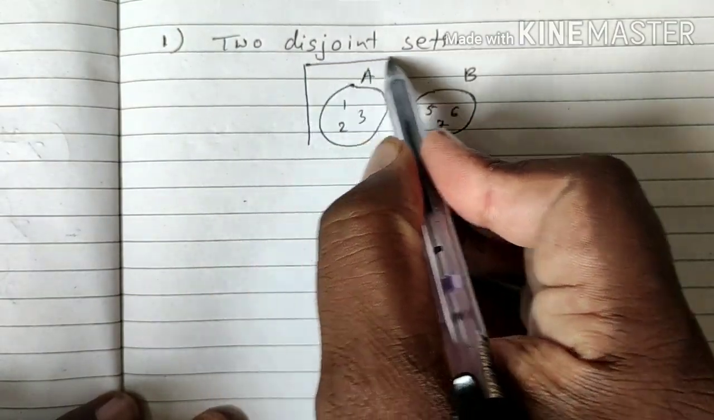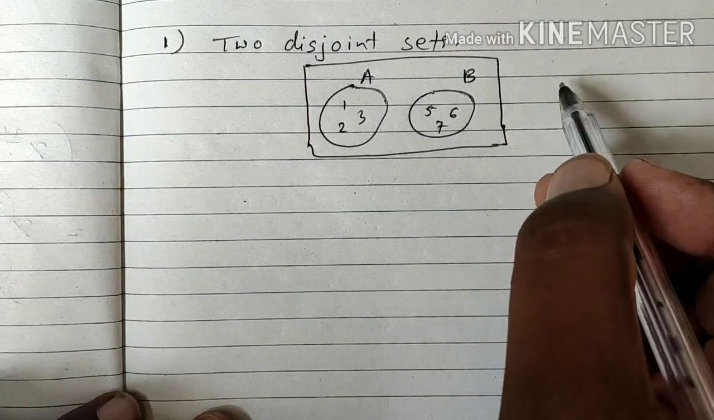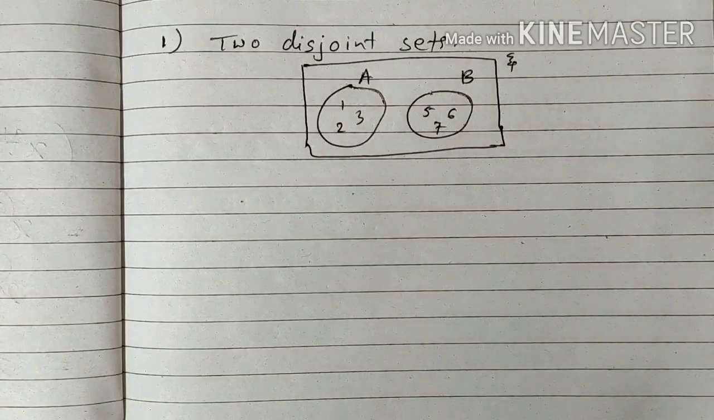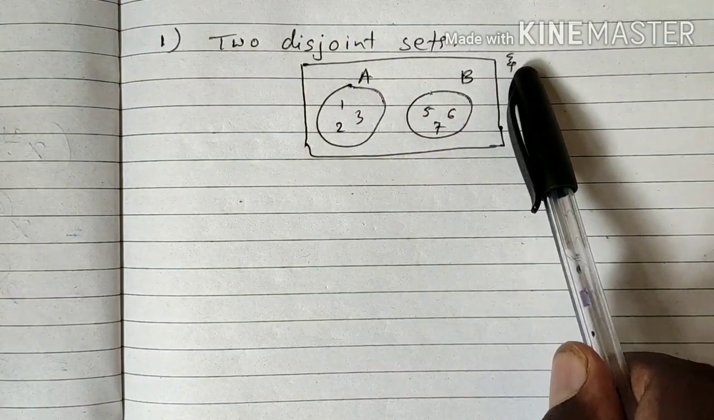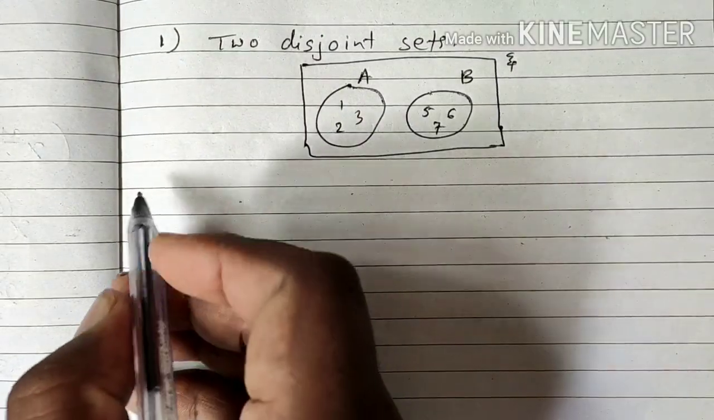Okay. And this is the complete representation of the set. And there is one symbol which is called the universal set. We can represent it as a universal set. Okay. Then question number 2.